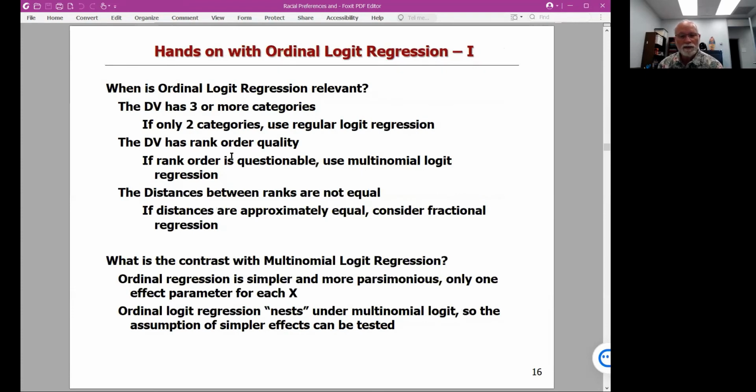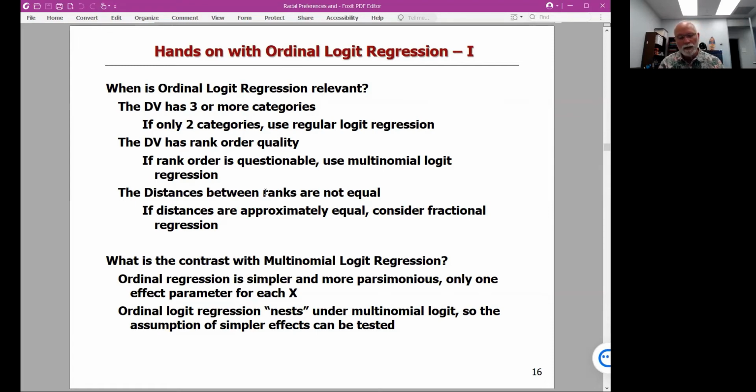So let's get into ordinal logit regression. When would you consider using it? Your dependent variable needs to be categorical. It needs to have 3 or more categories. Otherwise, if it only had 2 categories, you'd use regular logit regression. The categories need to be rankable. If they can't be ranked, or if you have doubts about how they should be ranked, you should be using multinomial logit regression instead.